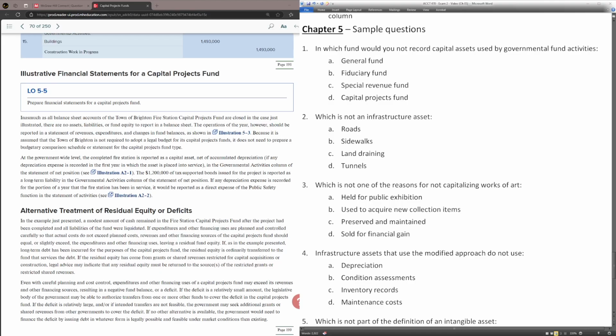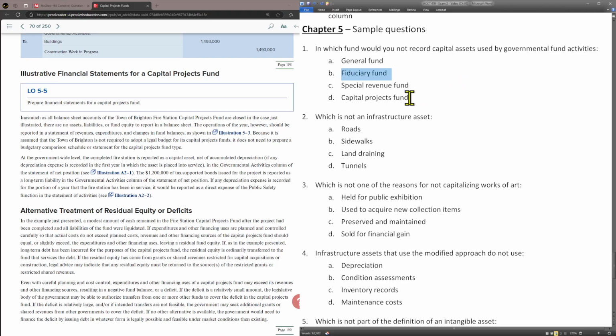Okay, so looking at our sample questions here, we have, in which fund would you not record capital assets used by governmental fund activities? Well, which funds are governmental funds? General fund is a governmental fund. Special revenue is a governmental fund. Capital projects is a governmental fund. Fiduciary and proprietary funds are separate. So their capital assets would be tracked separately and be contained within their own funds.